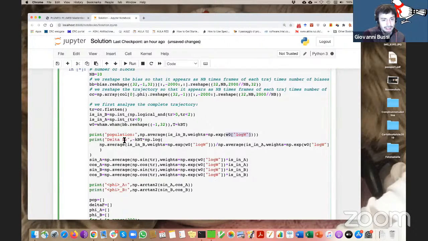To compute the free energy difference, I just do minus kBT logarithm of the ratio between the population of state B, defined as before, and the population of state A, defined as the average value of is-in-A, weighted again with the same array of weights.